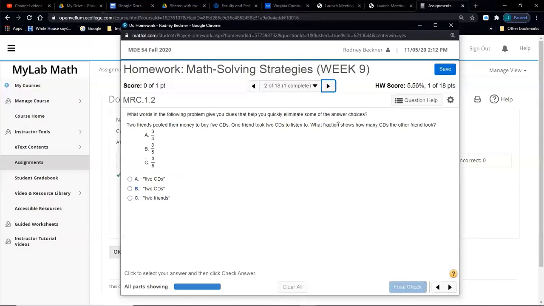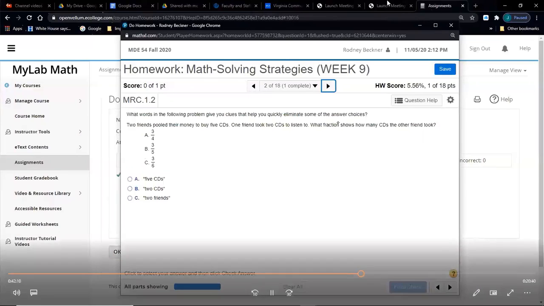What words in the following problem give you clues that help you quickly eliminate some of the answer choices? So I just combined friends and pooled. Two friends pooled their money to buy 5 CDs. Someone's still buying CDs in this world somewhere. One friend took 2 CDs to listen to. What fraction shows how many CDs the other friend took?